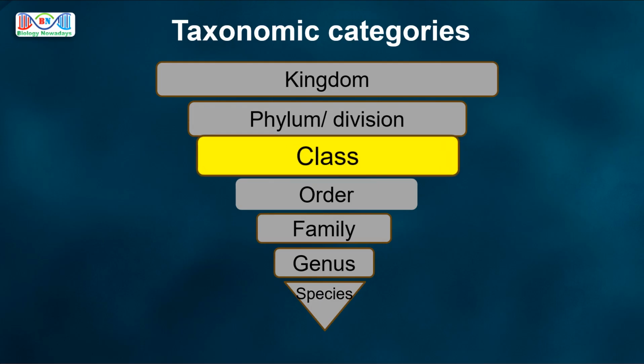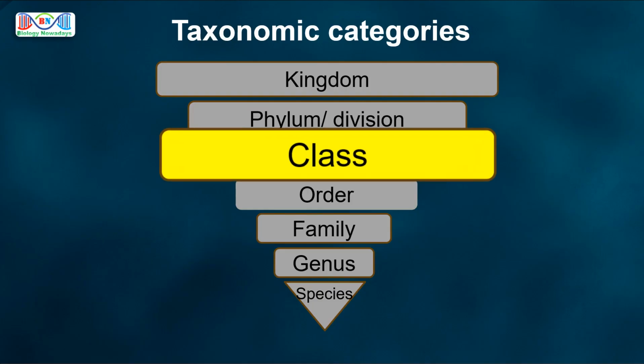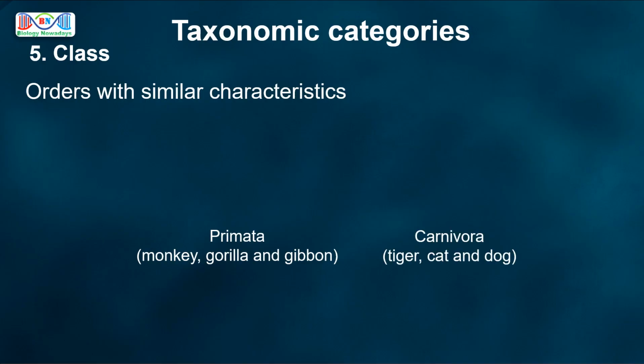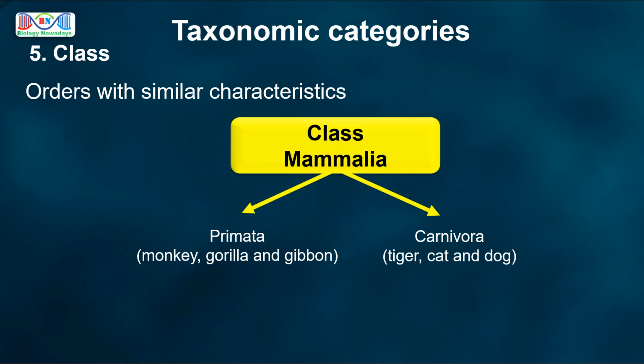Next higher category is class. Orders with similar characteristics, in other words, related orders, come under same class. For example, order Primata, comprising monkey, gorilla, and gibbon, and order Carnivora, that includes animals like tiger, cat, and dog, are placed under the class Mammalia. These animals are placed under the class Mammalia because they are all warm-blooded animals which give birth to their young ones.